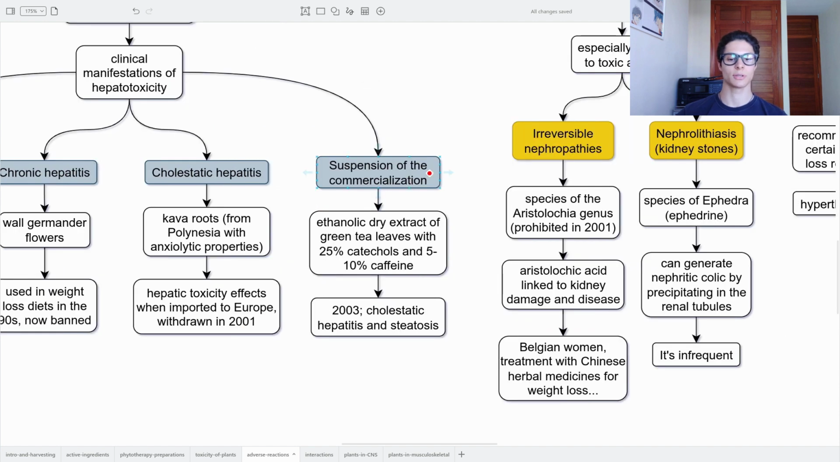And then there is a suspension of the commercialization of certain medicinal plants, such as the ones with ethanolic dry extract of green tea leaves with 25% of catechols and 5 to 10% of caffeine. Because in 2003 there have been cases of cholestatic hepatitis and steatosis because of these medicines.